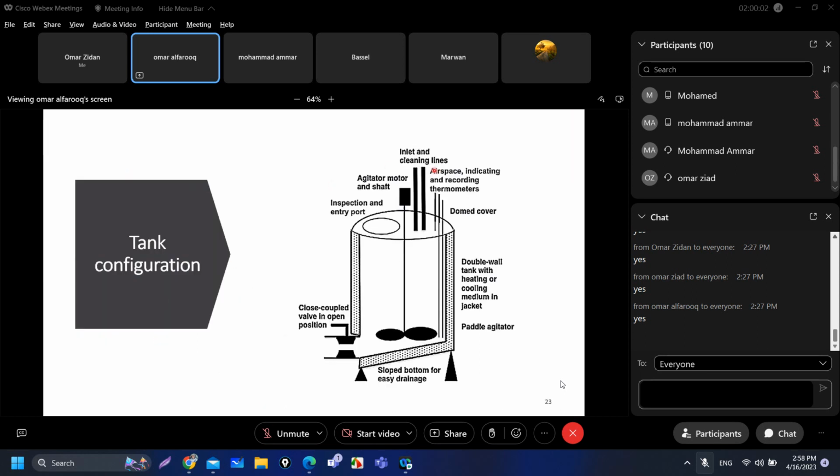Now, this is the configuration of the tank. Here is where we will introduce the milk, in this big space. Okay. Now, the heating medium will enter this annulus region, which is called the jacket. Heat transfer will occur between the heating medium and the milk. Then we will drain the heating medium. After that, we will introduce the cooling medium, whether chilled water or propylene glycol, to the same jacket. Heat transfer will occur also, and then we drain the cooling medium.